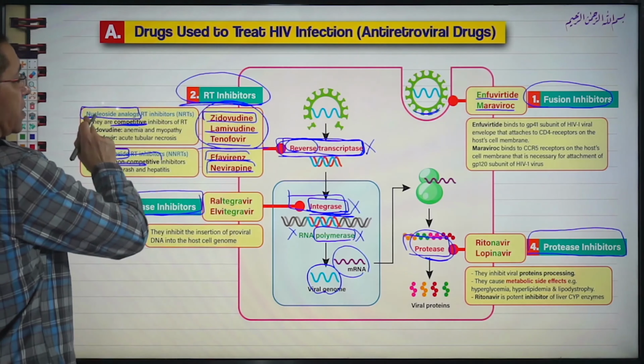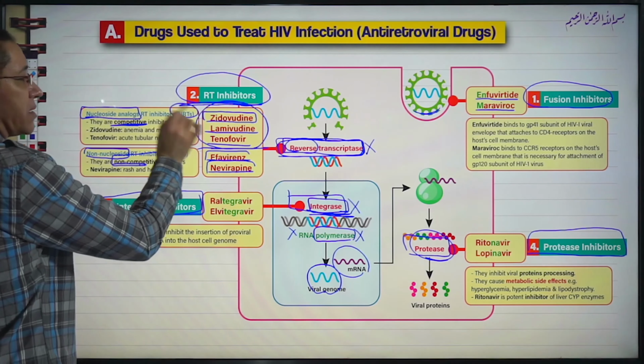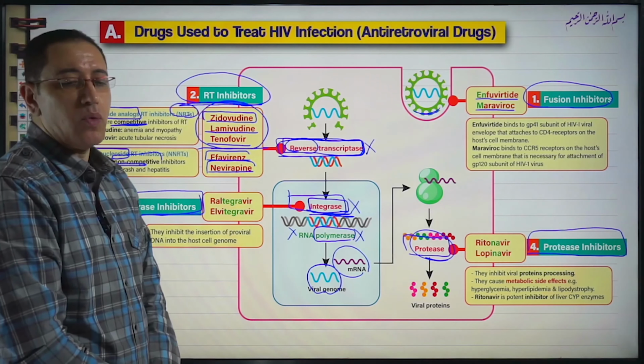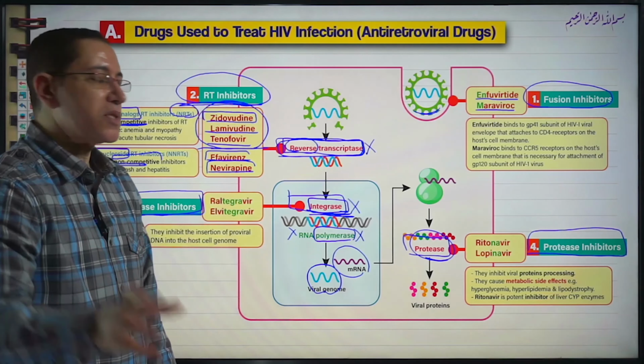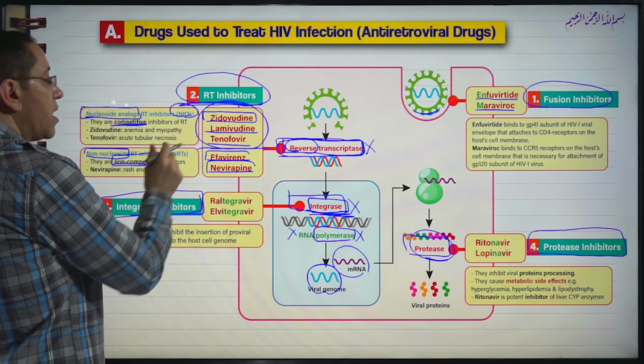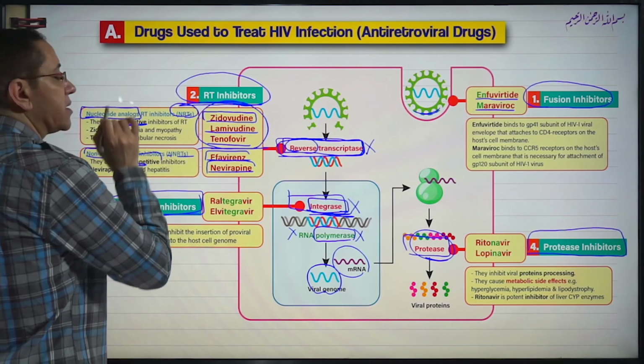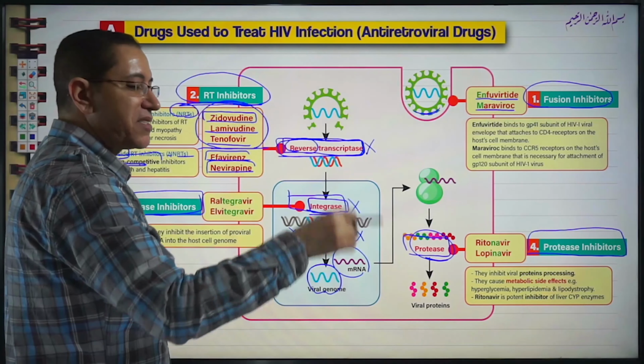Nucleoside analogues abbreviation is NRTIs, or nucleoside reverse transcriptase inhibitors. So these are NRTIs, and the others are NNRTIs, non-nucleoside reverse transcriptase inhibitors.